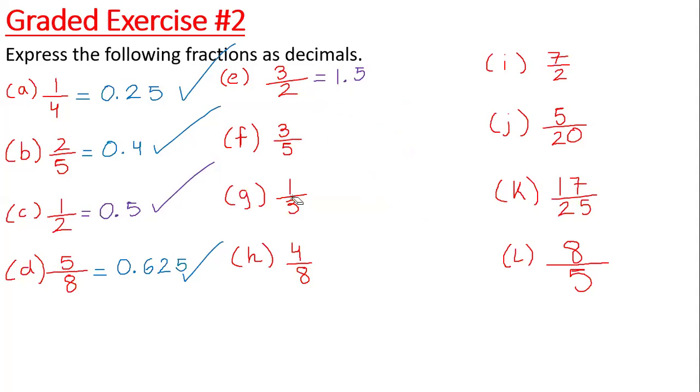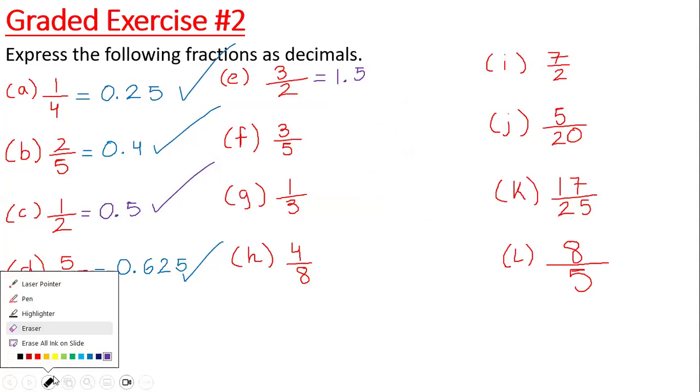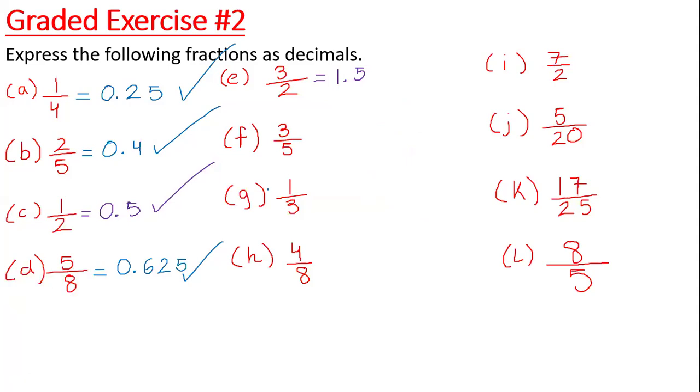3 over 5, what y'all got? Just tell me what y'all got. 0.6. You sure? Yes, sir. That's correct. 0.6. If you got 0.6, please put a tick on that. And then G, 1 over 3.